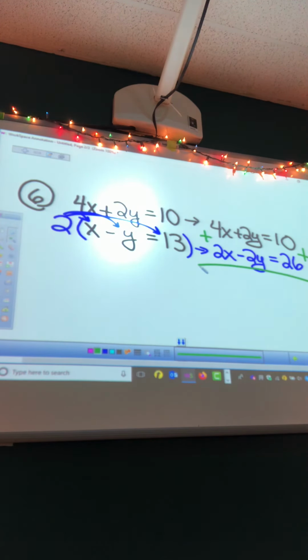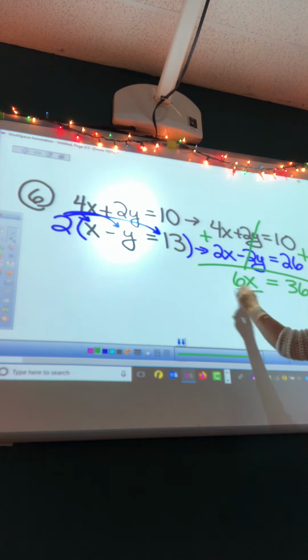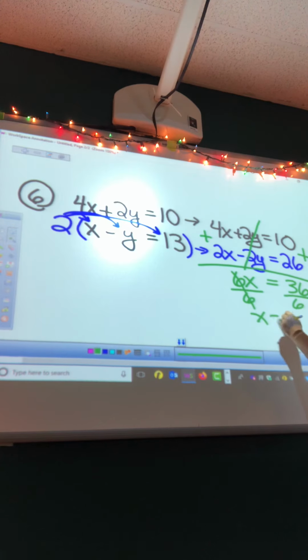How many x do we have when we add them together? 6. We do have an equals here still. 10 plus 26 really gives me what? 36. Last step. Divide. And what do we get as our x answer? x equals 6. Good math.